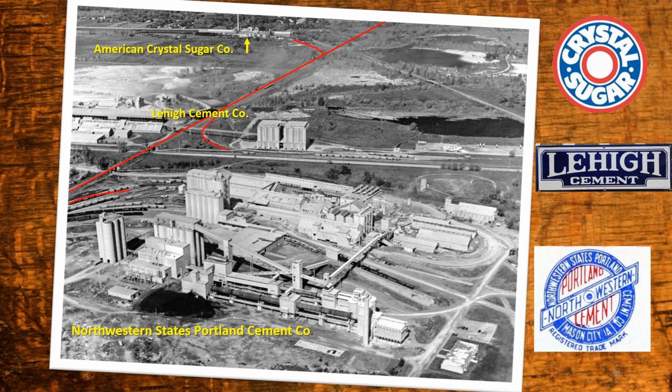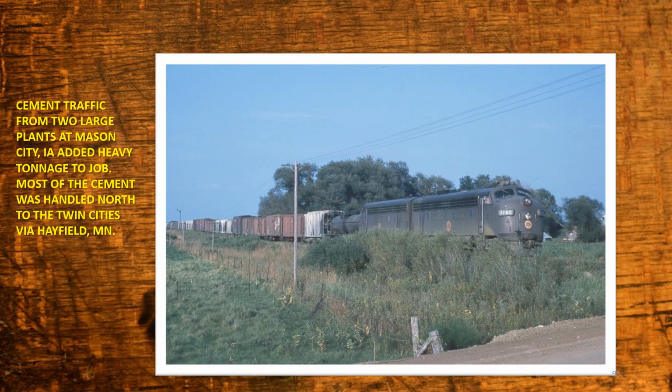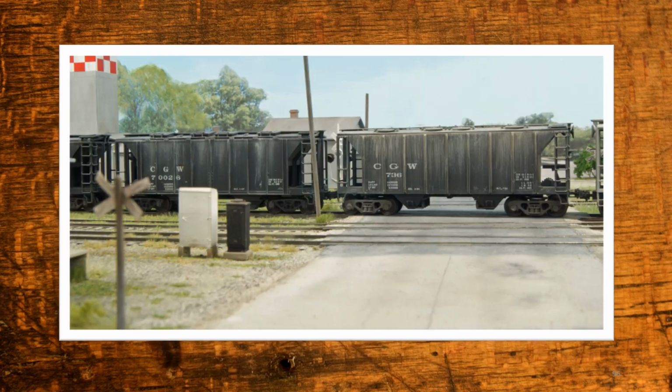So this Clarion Hayfield local is an important job to be represented on the layout, at least running into Hayfield. Here's a prototype shot of a Clarion Hayfield local. You can see back there all the cement hoppers. Those are for Mason City, for the two large cement plants there that we discussed in the previous slide. Here's a couple Great Western cement hoppers at Hayfield looking to head back down towards Mason City.